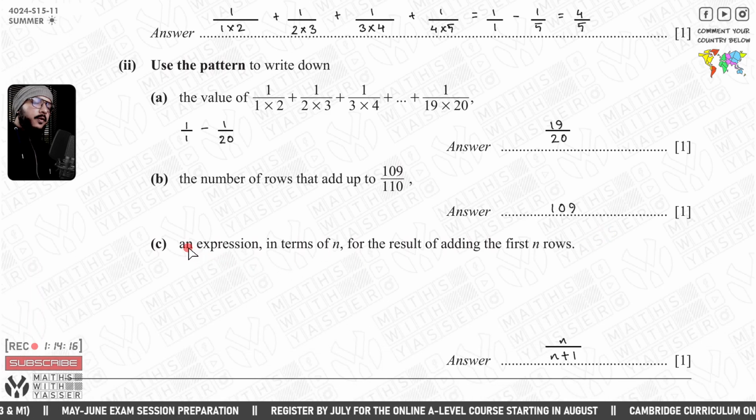We need to provide an expression in terms of n for the result of adding the first n rows. So if 109 rows is 109 over 110, that means n rows will be n over n plus 1, and that is the expression.